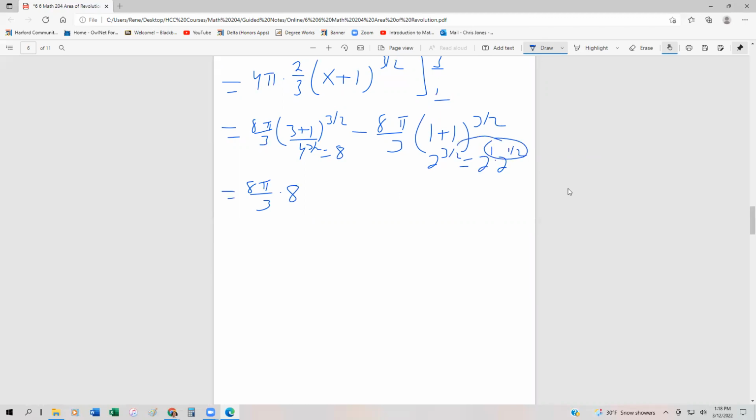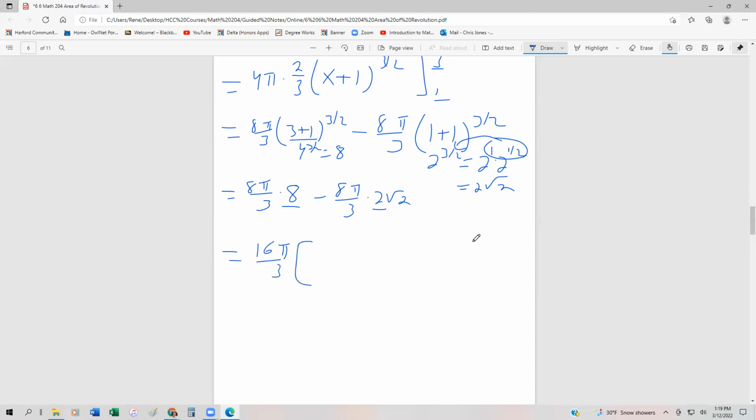Since 1 plus a half is 3 halves, or 2 roots of 2, this is going to be minus 8 pi over 3 times 2 roots of 2. And then finally, what we can do is factor out an 8 pi thirds. We can also factor out a 2, since both 8 and 2 have a common factor. So we could write it as 16 pi over 3.